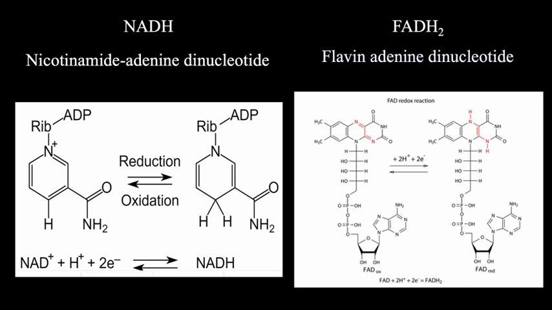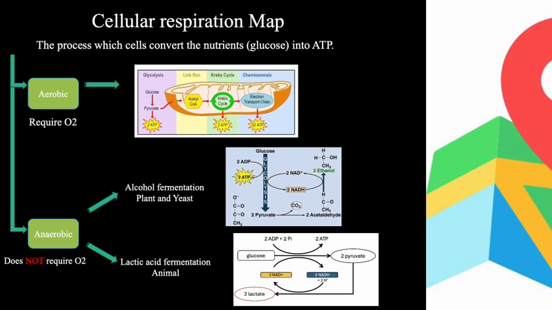FADH2, flavin adenine dinucleotide, is another electron carrier involved in cellular respiration. Like NADH, FADH2 donates electrons to the electron transport chain, ETC, but at a lower energy level. Each FADH2 molecule contributes to produce 2 ATP molecules in oxidative phosphorylation. Then we go back to cellular respiration. So let's focus on cellular respiration now.